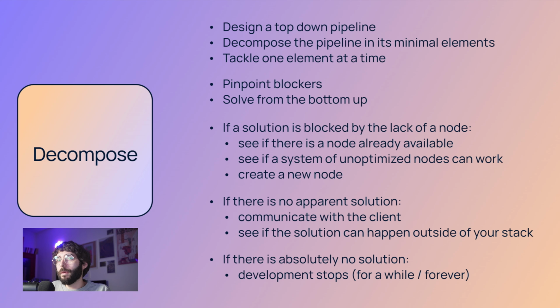And if there is no apparent solution, what I would suggest doing is communicate with the client first. And I like communicating because most of the time you can find solutions outside of your stack. My stack is basically ComfyUI and diffusion models. But since the overall stack is Python and JSONs, there might be an engineer on the team, or there might be the need for a new engineer on the team that can solve your blocker outside of ComfyUI, outside of your stack.